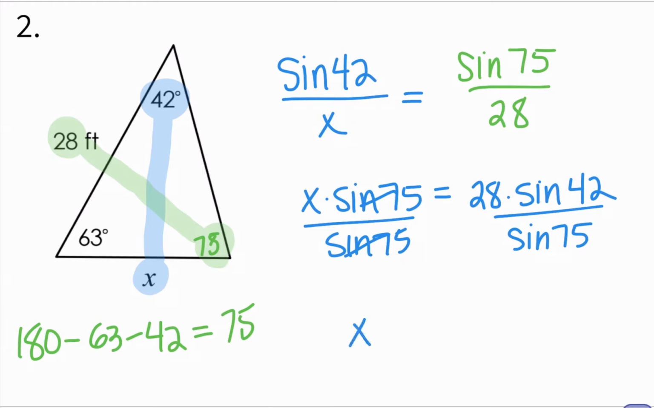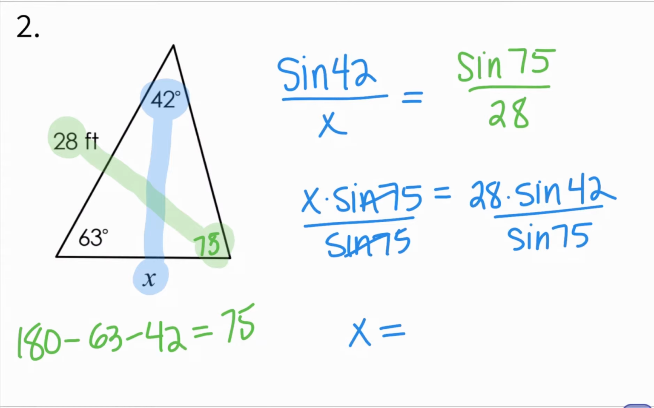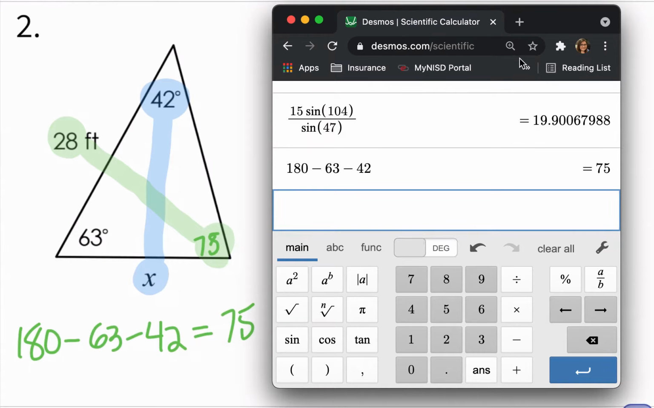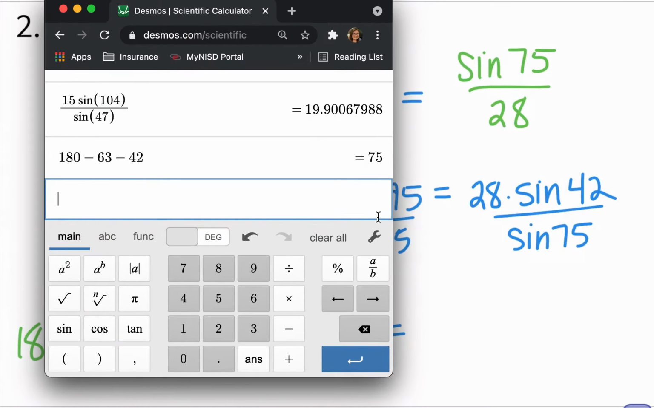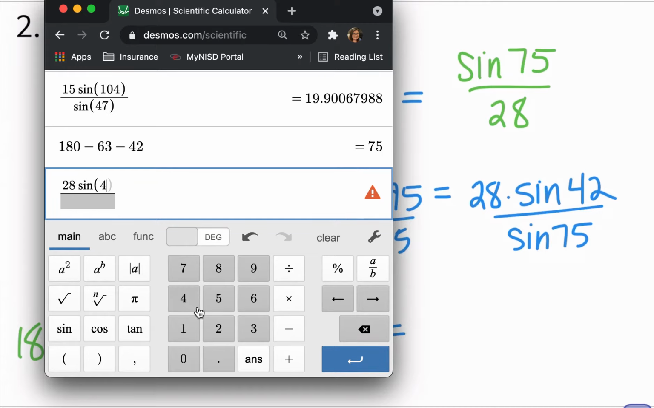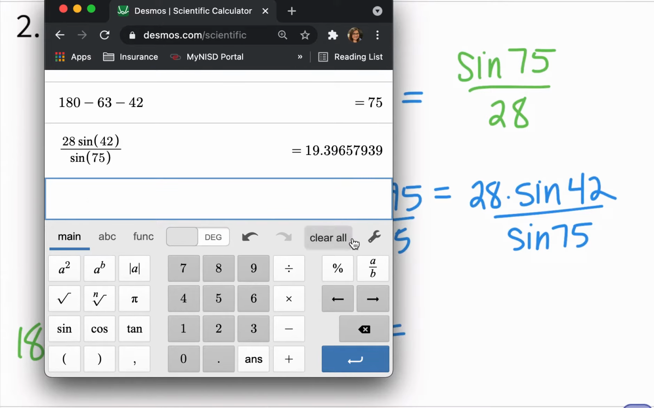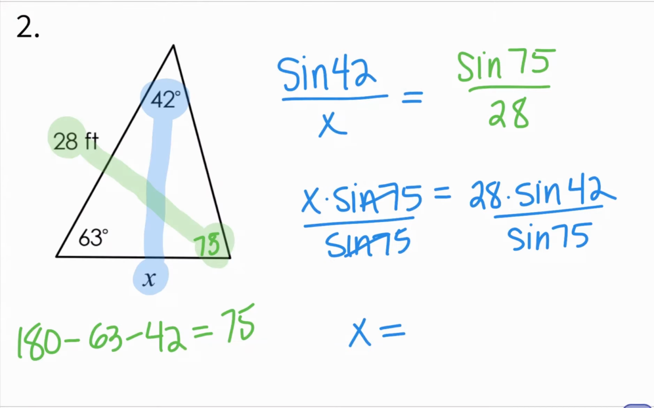So that leaves us with x equals, well, now we just need to type in that entire thing into the calculator. So let me pull that up again. Move this over so we can see. 28 sine 42 over sine 75. And that gives us, we're rounding to the nearest tenth, so 19.4. And they are measuring in feet in this problem.